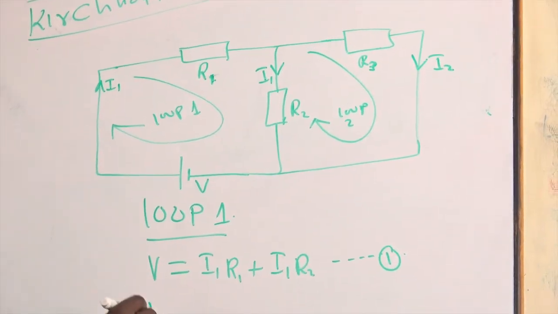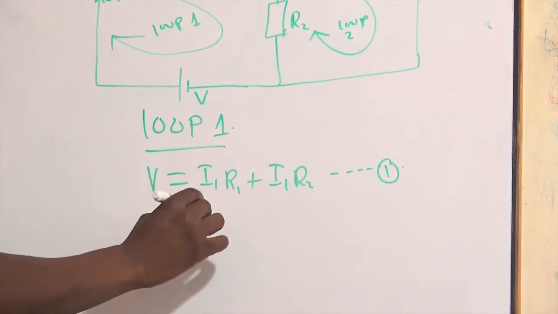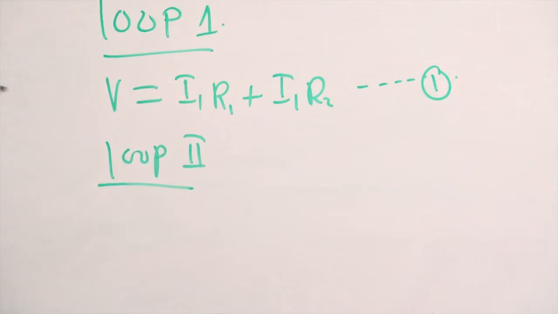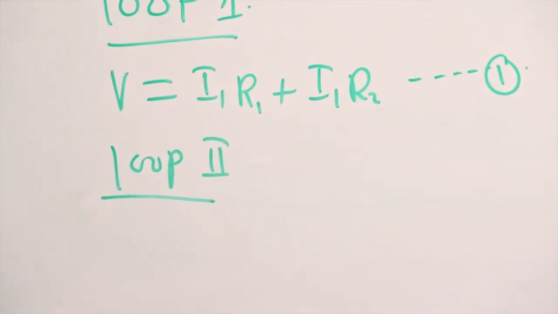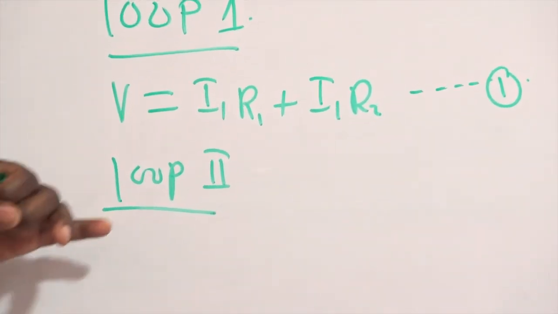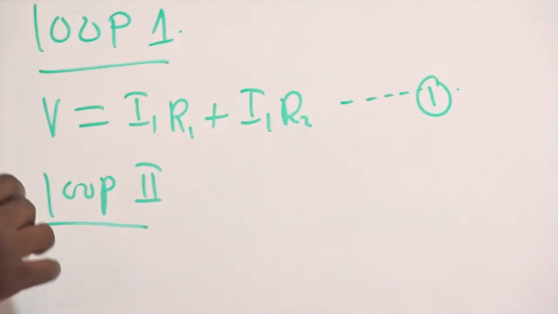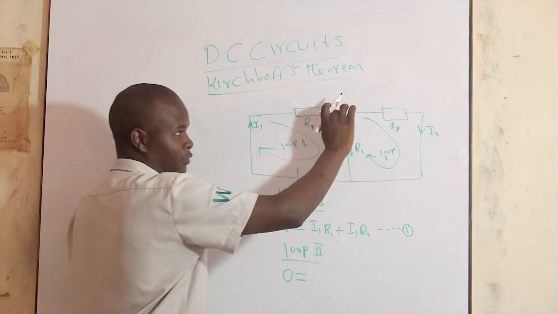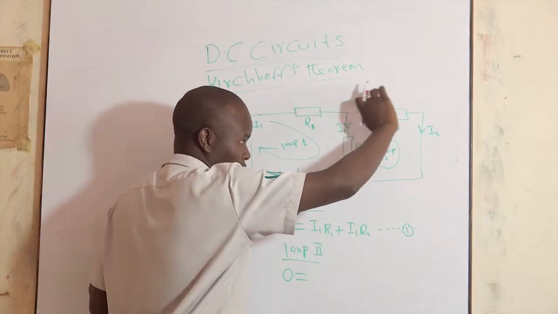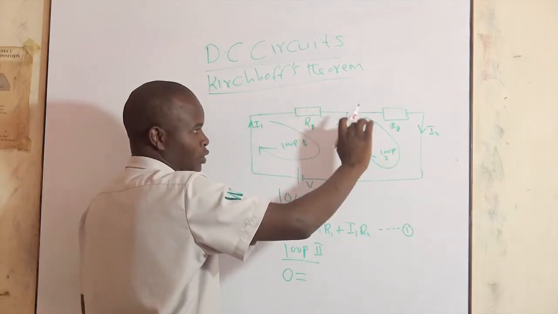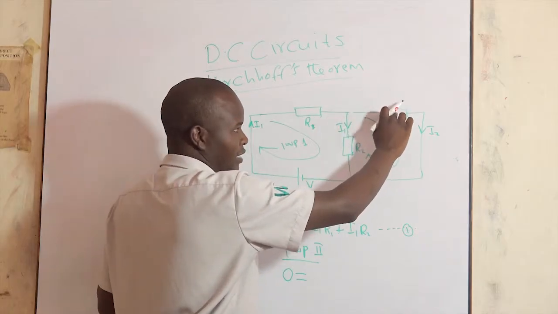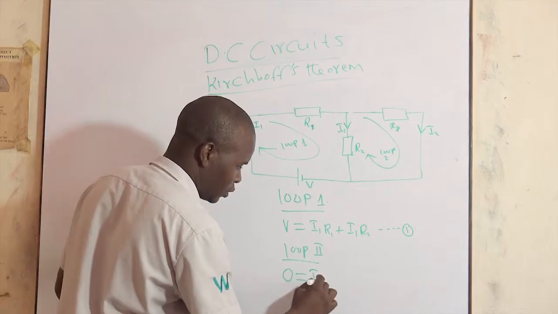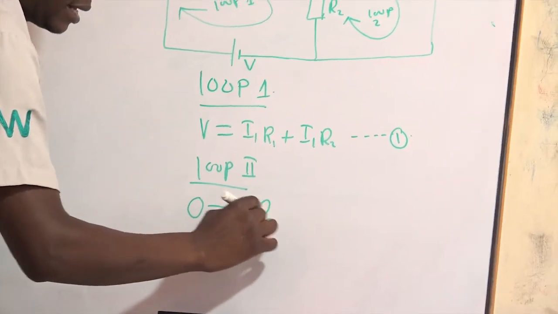Loop 2, it is also a complete loop, but it does not contain any source of EMF. So we say V is 0, which is equivalent to, let us start from this junction, going this way. So R3 is being subjected to I2. So we have I2 R3.